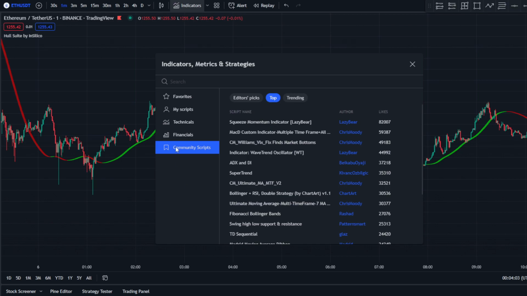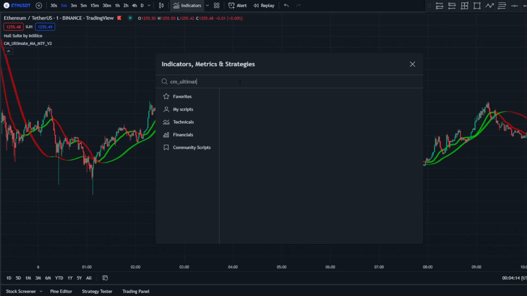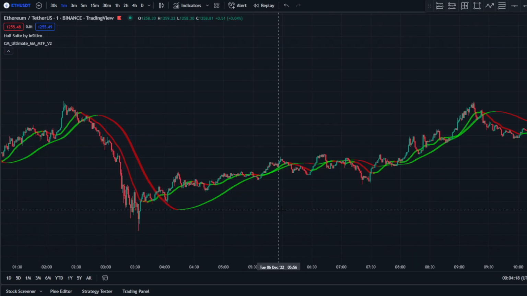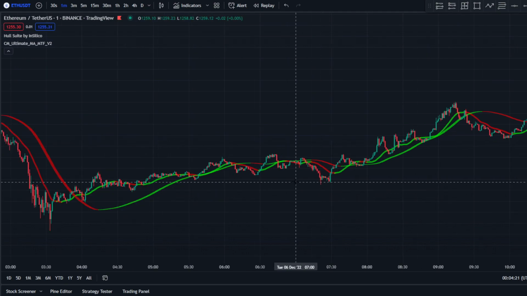Next up, you'll be going to your top indicator. Go to community scripts, click top, you'll see this CM ultimate underscore MA. You can also search it up through the search thing, doesn't really matter. What you see is this. You can see that it gets a little bit confusing, you don't know which is which, but honestly it doesn't really matter which is which because you only want to look for 2 confluences.